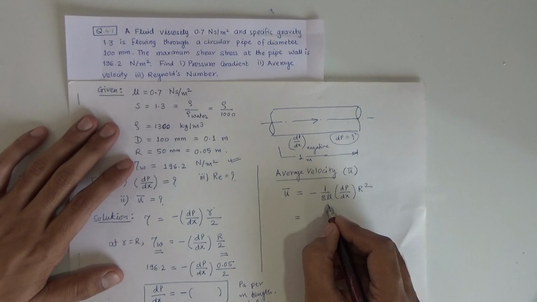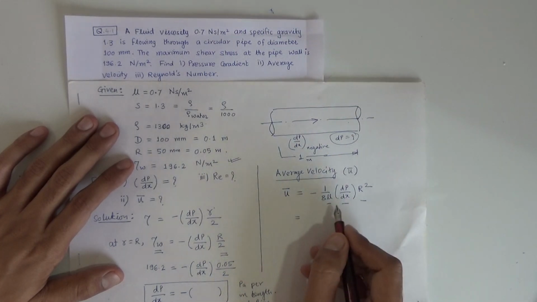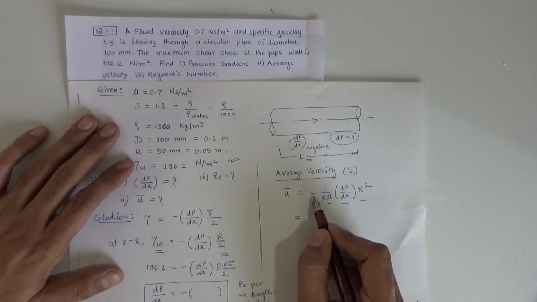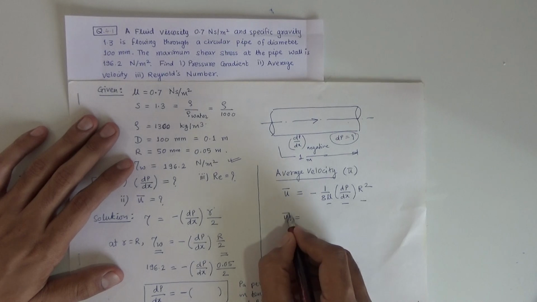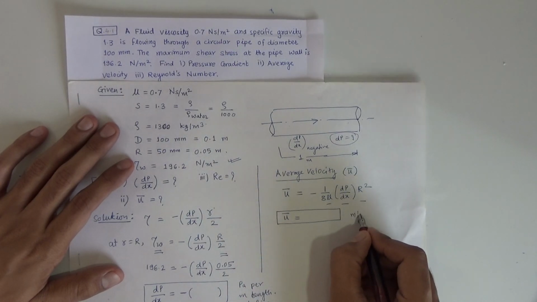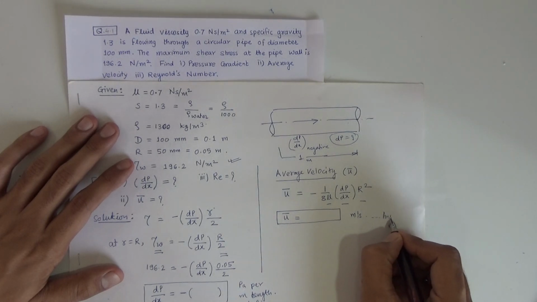1 upon 8 mu is known, dp by dx is known, R square is known, all in SI units. Minus dp by dx is negative, so the two negatives will cancel, and you will get a certain value of u bar, the average velocity in SI units, that is meter per second. So compute this. This is answer number 2.